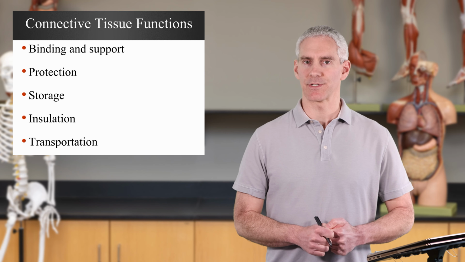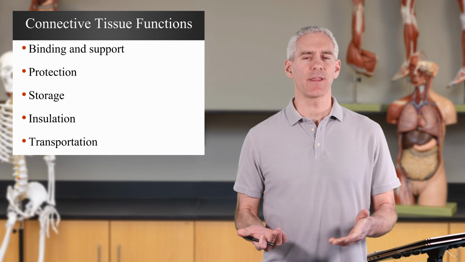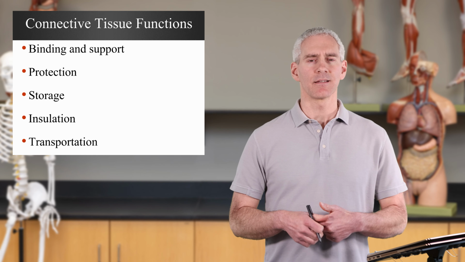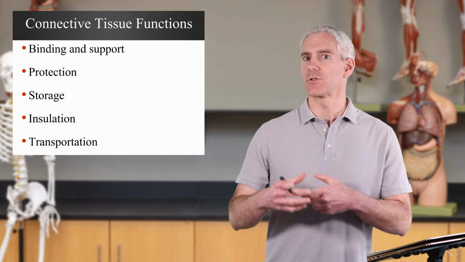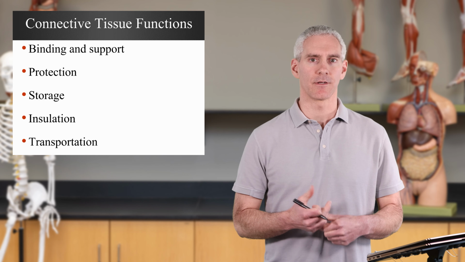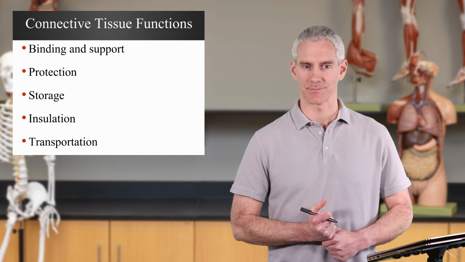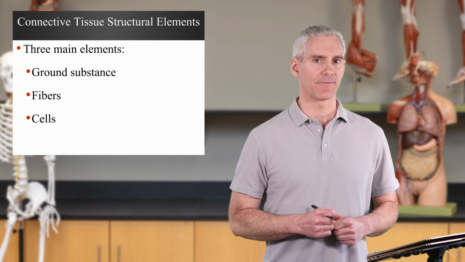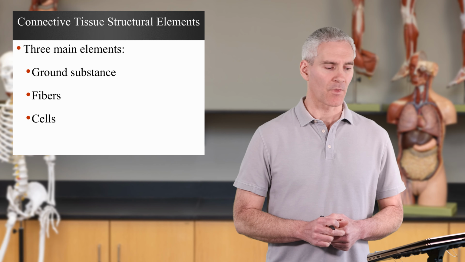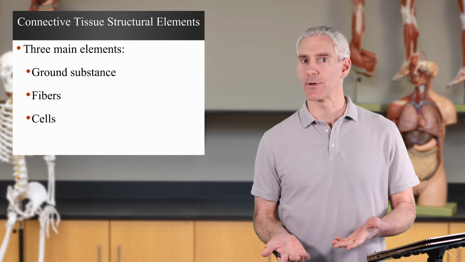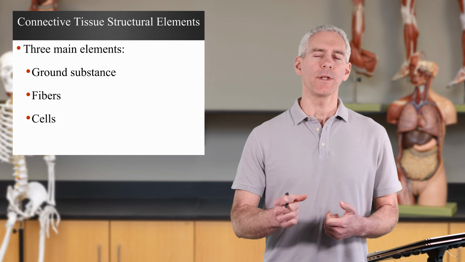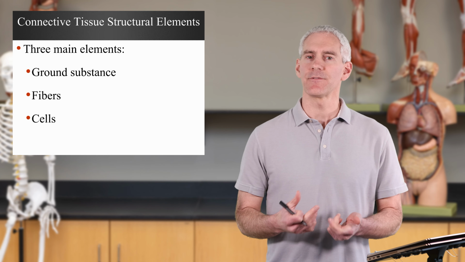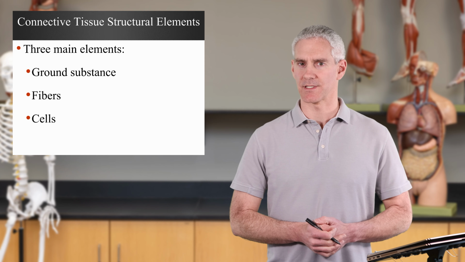And then we have transportation. Transportation, think about the blood. Blood is carrying your nutrients, carrying your gases, getting rid of waste products. So transporting all throughout your body, the blood or the vascular tissue. Now we have three main elements found in your connective tissues. We're going to have the ground substance, fibers, and cells. What we need to do is go through each one of these, ground substance and fibers and cells, to figure out what they are and what their purposes are.